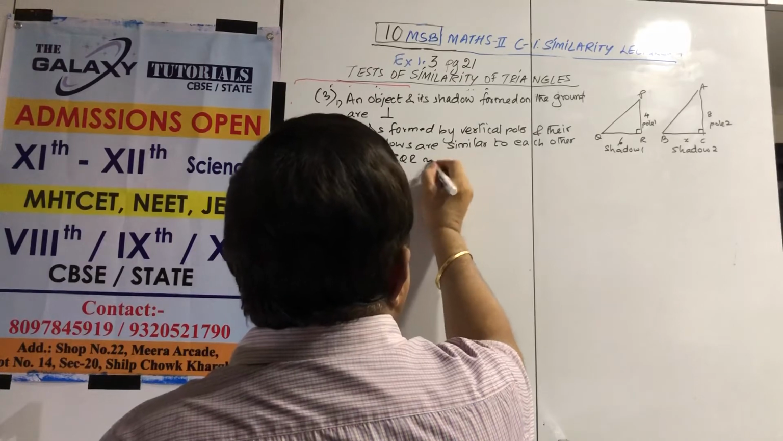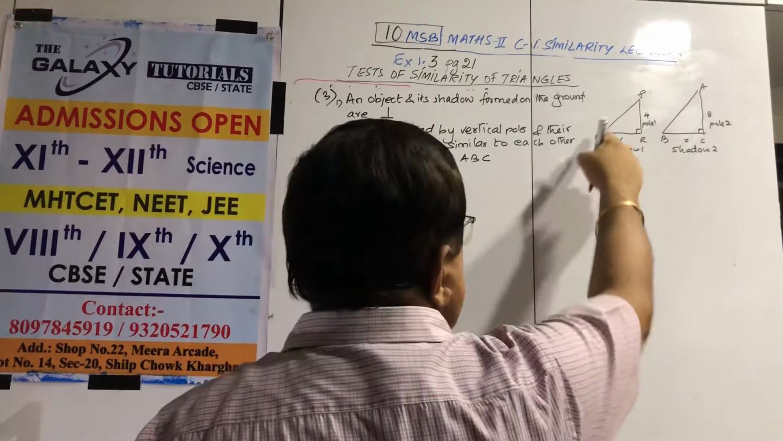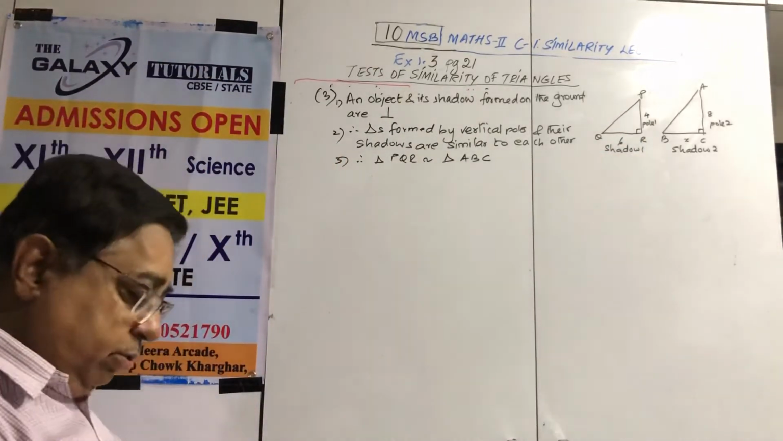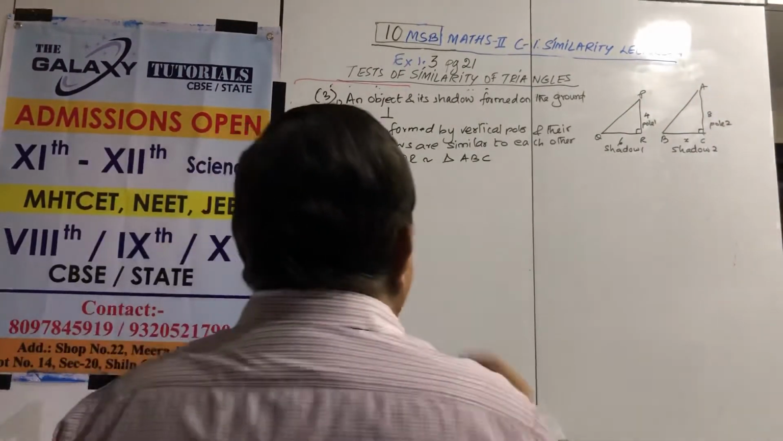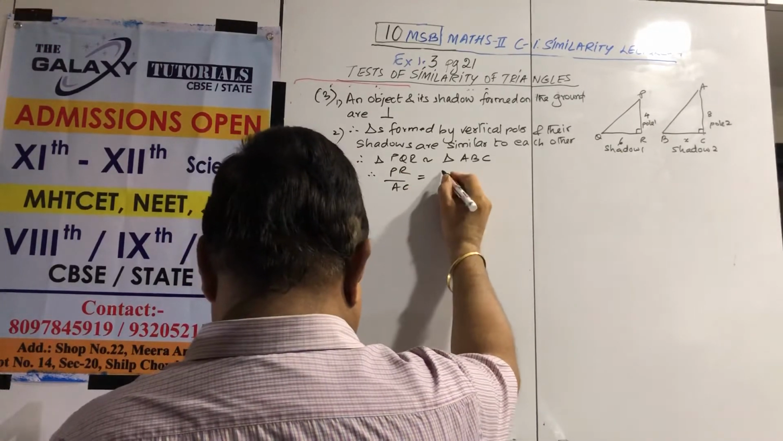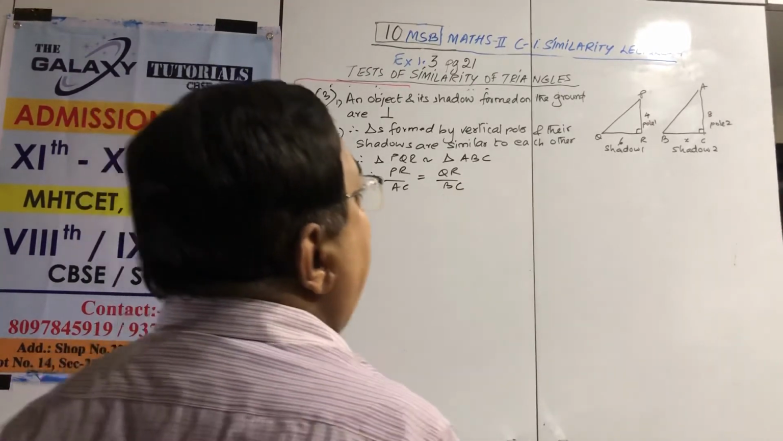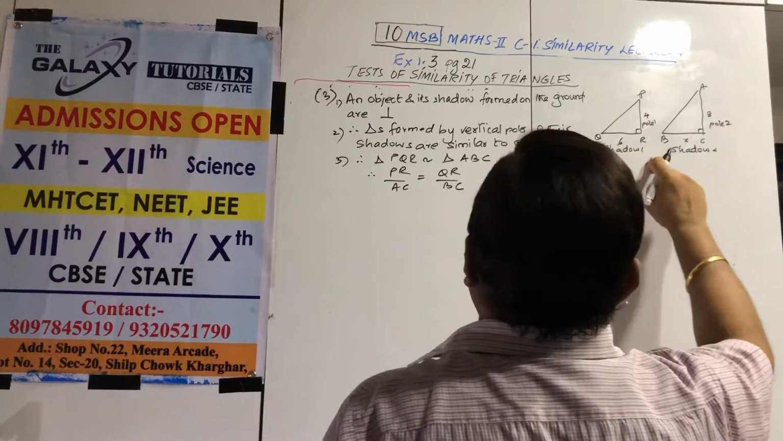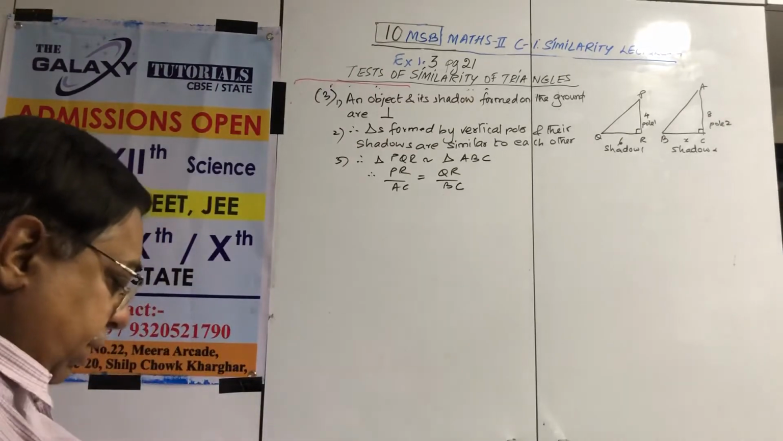PQR is similar to triangle ABC. We are writing Q because of order. Technically, we should have PRQ, right angle in between. But since this is not Pythagoras or something, we will not write it like that. Okay. Now, because the triangles are similar, corresponding sides are in the same proportion. Okay. PR upon AC is equal to QR upon BC. Okay. So this is how we will get it.